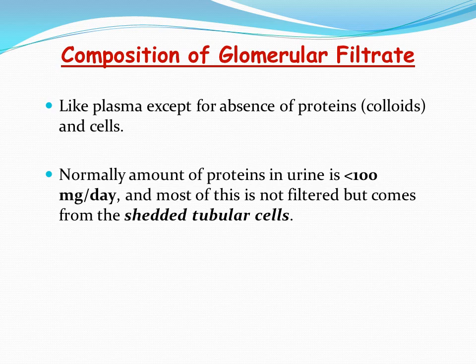Even though plasma proteins are not filtered, the final urine that is excreted contains a certain amount of protein, normally less than 100 milligram per day. But the protein found in the urine is not plasma protein; it is basically shed tubular cells, so that is not a plasma protein. So that makes it clear.